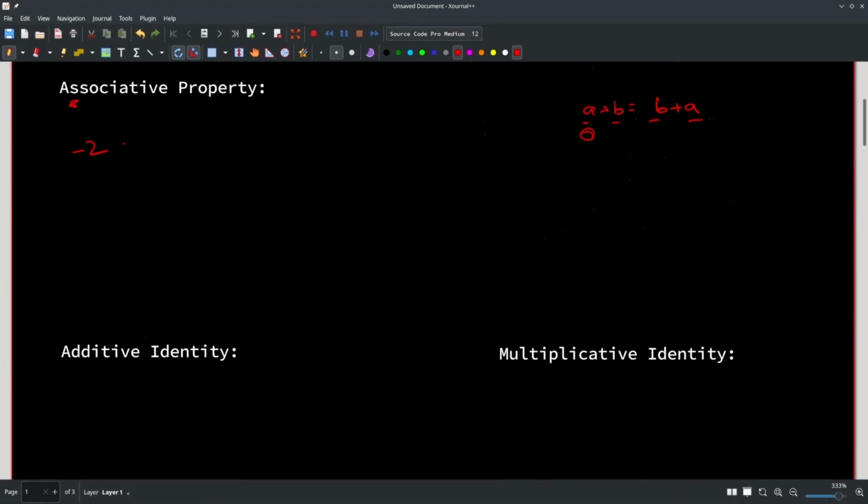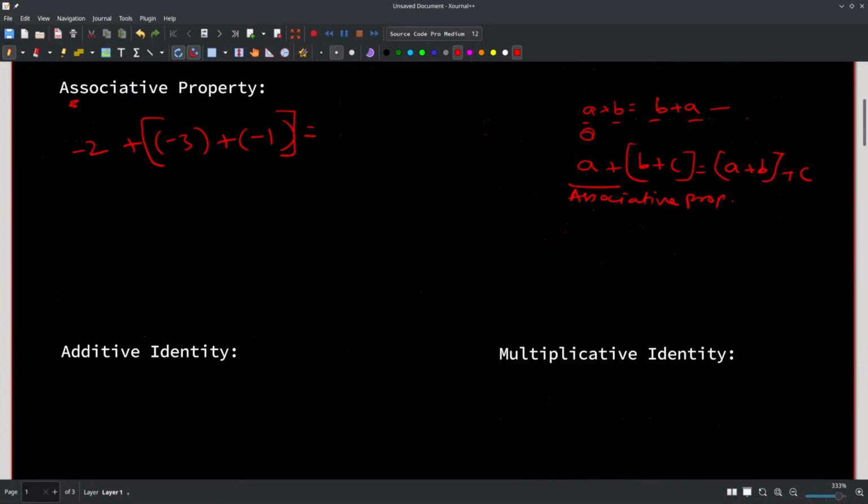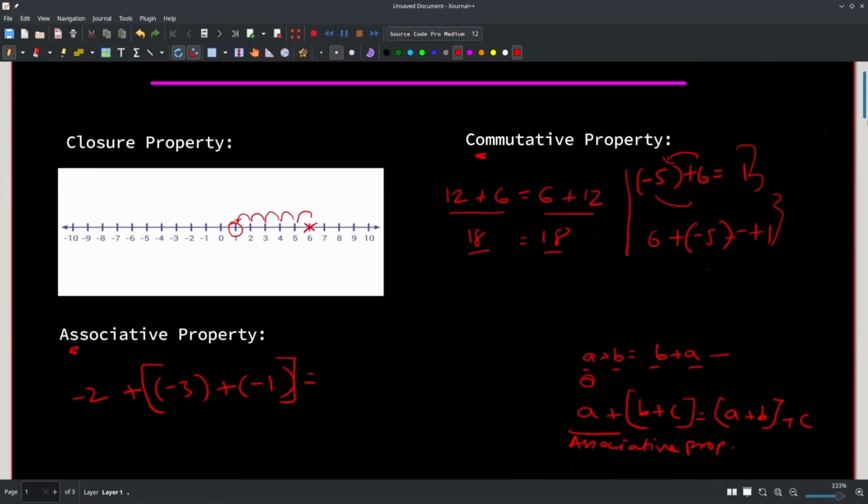Let's take -2 plus -3 plus -1. We're taking these three numbers. As the associative property says, I'm going to write it here, which is going to be (A plus B) plus C is equal to A plus (B plus C). This is your associative property, as we checked above.